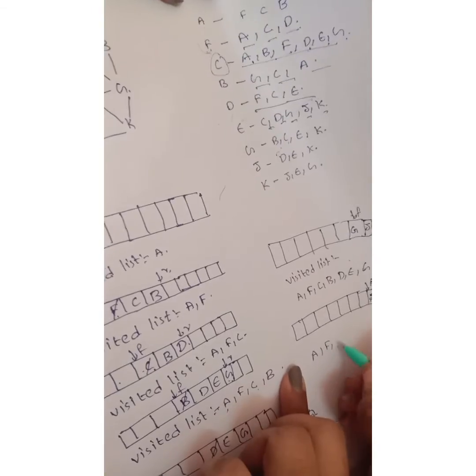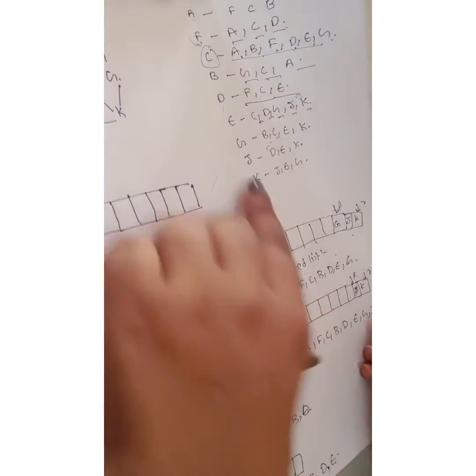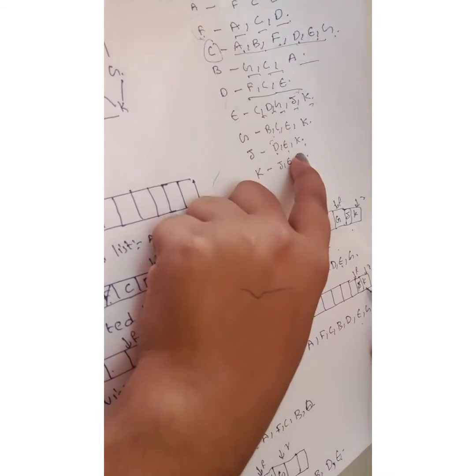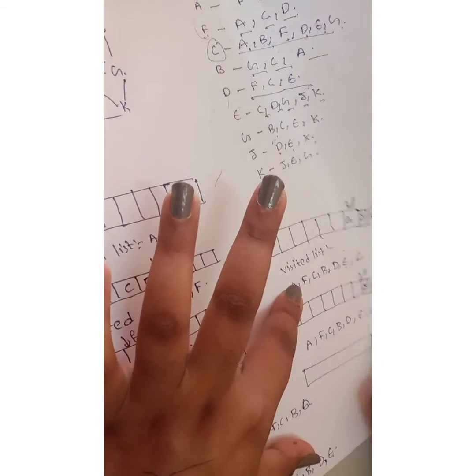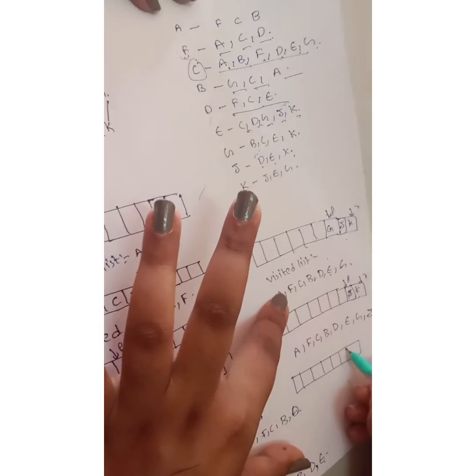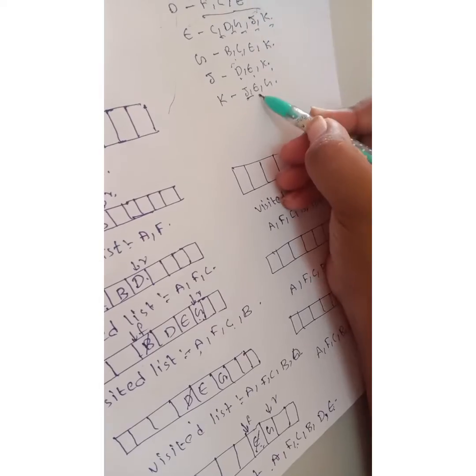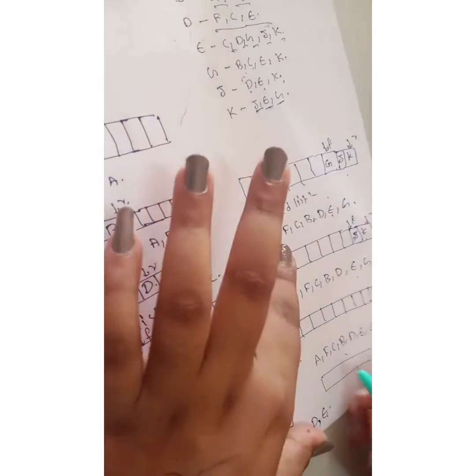Now the visited list is A, comma, F, C, B, D, E, G, J. For J we can see D, E, K. D, E are already in the visited list and K is in the queue. So no element is added. Now K is the only front element and the only last element. So K will come out. A, F, C, B, D, E, G, J, K. For K we can see J, E, G. J, E, G are already in the list. So now Q becomes empty.